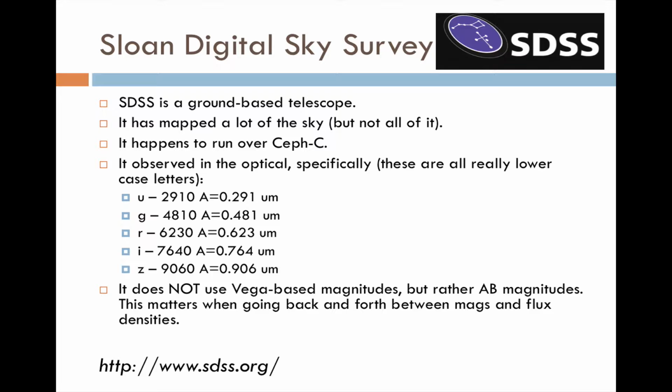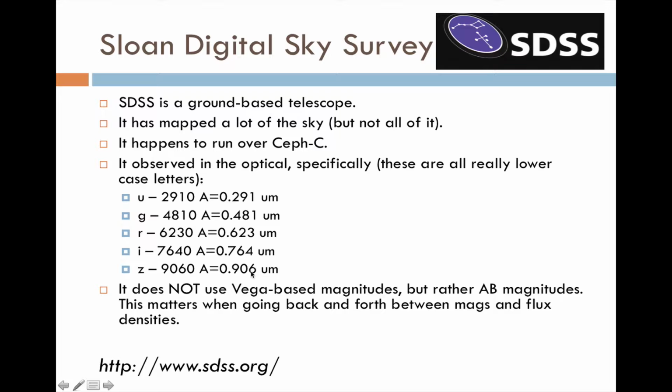Sloan is a survey taken from a ground-based telescope. It has mapped an awful lot of the sky, but not all of it. It does happen to run over our region. It observed in the optical, and here are the specific bands and wavelengths. They really are all lowercase letters. I'm not being sloppy. It's ugriz, at this wavelength in angstroms and this wavelength in microns.